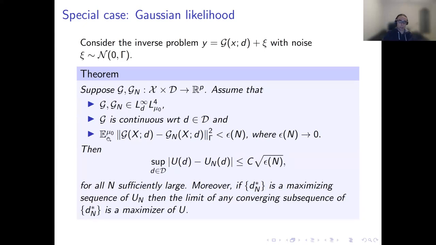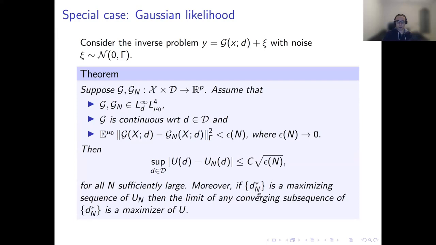So if we know that the expectation over the prior of the norm of G minus G_n, so you average over x, where this norm gamma stands for the norm that you have in the image space, needs to be controlled. If it's controlled by some epsilon_n, then you get the result that I was showing earlier. So you have L infinity convergence for the expected utility, losing a little bit in the approximation rate, so you have to put that square root there.